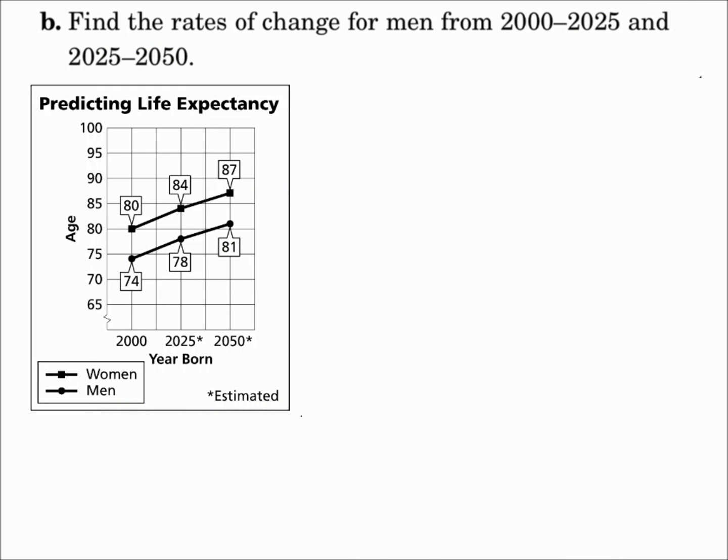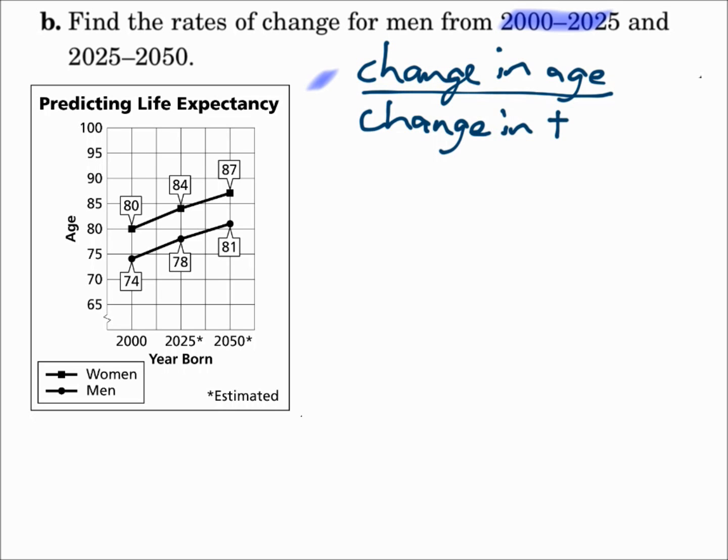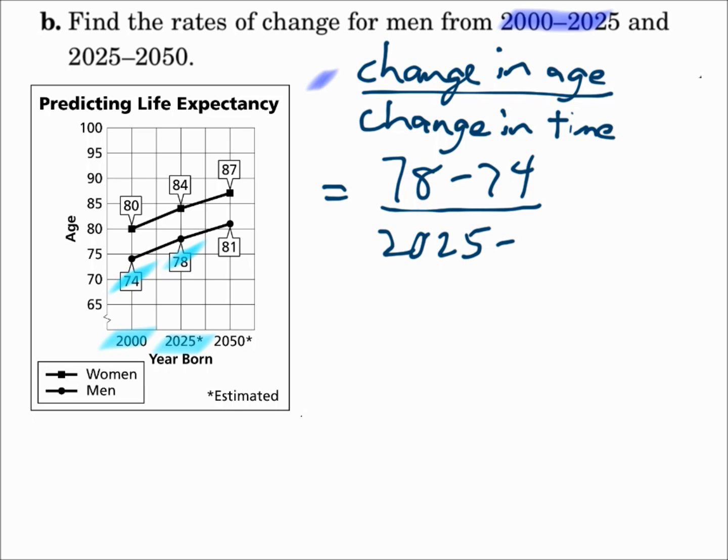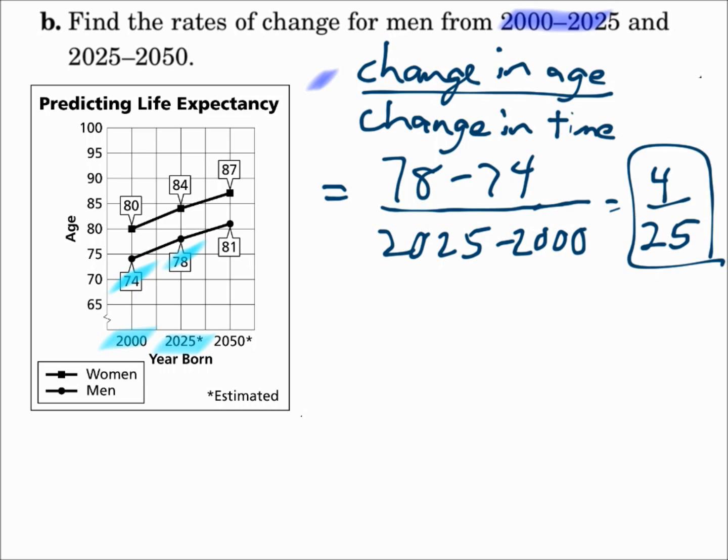B. Find the rates of change for men from 2000 to 2025 and from 2025 to 2050. So from 2000 to 2025 first, we'll do the change in age divided by the change in time. Do the new minus the old. The new age would be 78 minus the old age 74 over the new time 2025 minus the old time 2000. And that's 4 over 25.